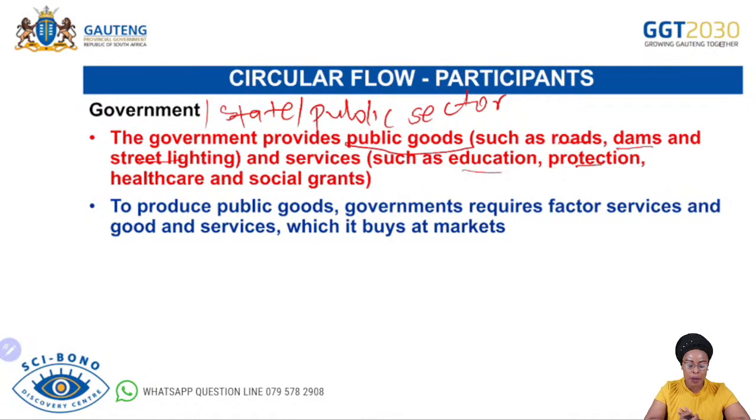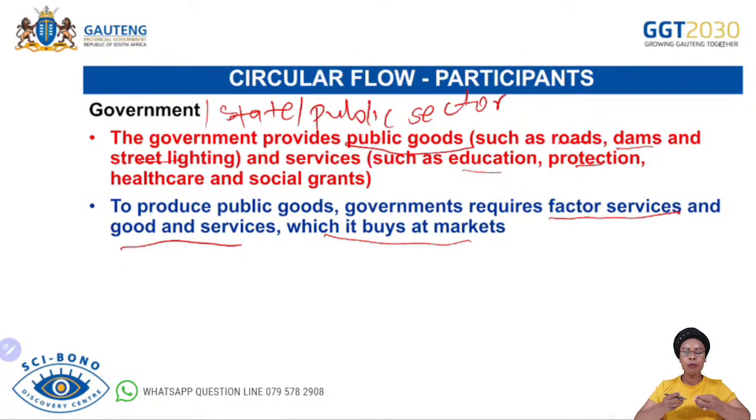To produce public goods, government requires factor services and goods and services which it buys at markets. Let me explain this. I've already mentioned that I'm a government employee. So for the government to be able to render public services, government will need factor services from the household. I'm an example. The government also needs goods and services. For example, in our public schools, government provides free textbooks, free meals. So they are goods. Where does the government buy this? Government buys this from the product market. And the government also buys factors of production from the factor market.